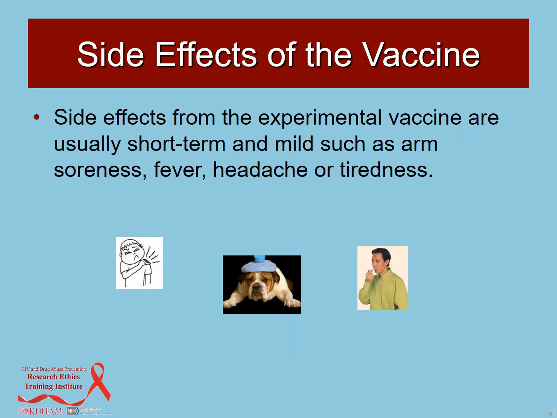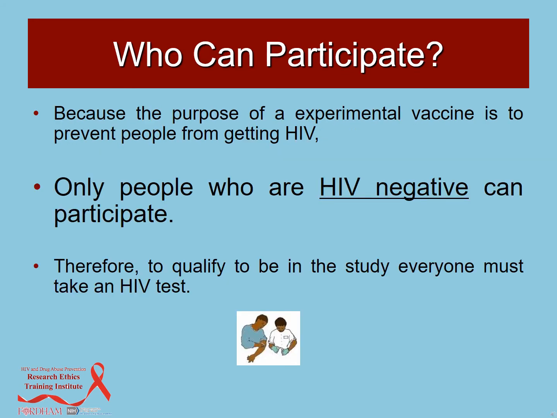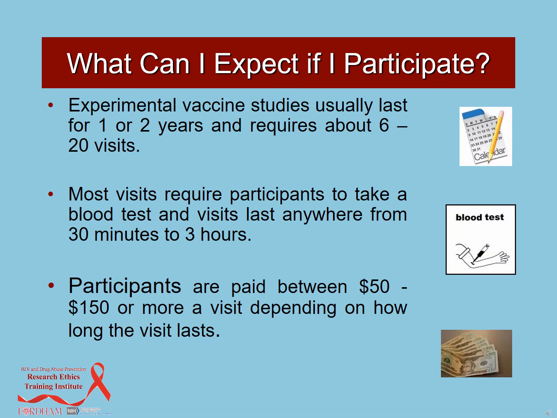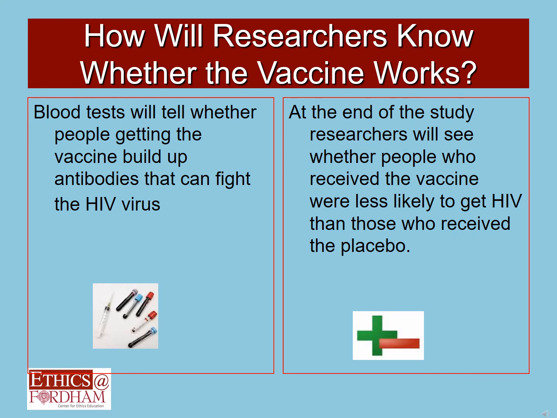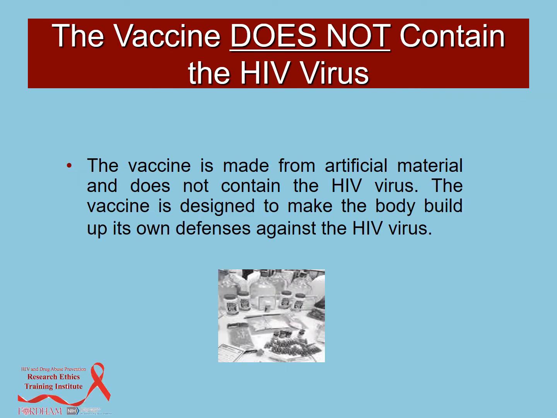We talked about the side effects, which were not extreme. Who can participate? We wanted to explain that you had to be HIV negative. So, of course, you had to have an HIV test before you're in the study. What to expect if they participate, how long it would last, and what you are going to be paid. How will the researchers know if it works? You're going to be getting blood tests, they'll be looking at the buildup of antibodies, and then at the end of the study, they'll see whether or not people who got the vaccine were less susceptible to HIV.